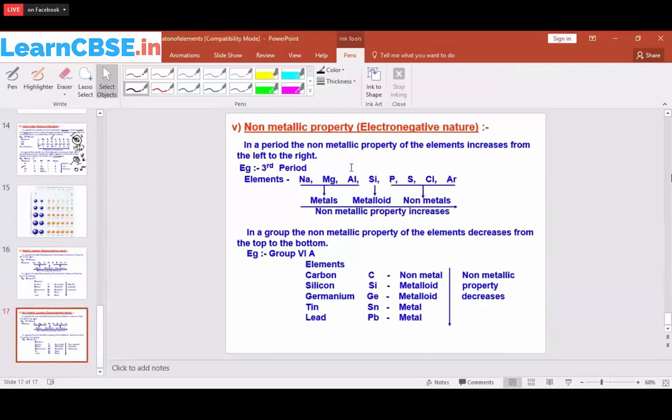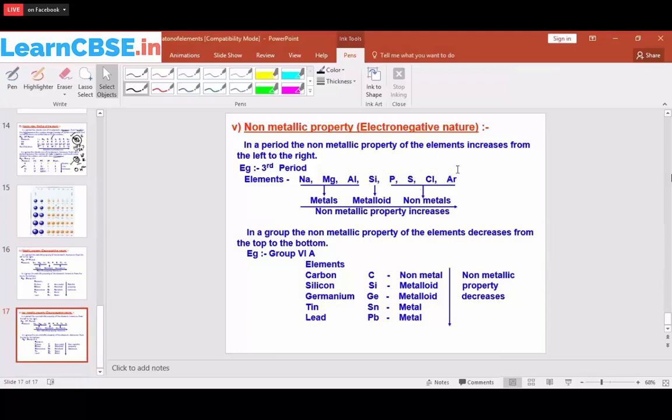Then non-metallic property. Non-metallic property means how easy it is to gain the electrons. As we know, the metals are always losing the electron. So the non-metallic property increases from left to right, because all the non-metals are placed on the right-hand side in the periodic table. So the metals, then the metalloid and the non-metals. Slowly the non-metallic property increases from left to right in the periodic table.